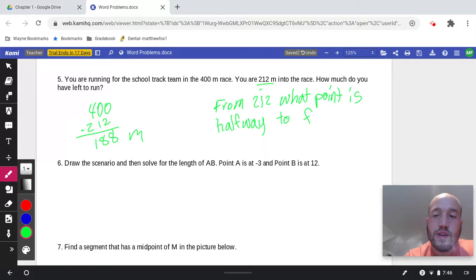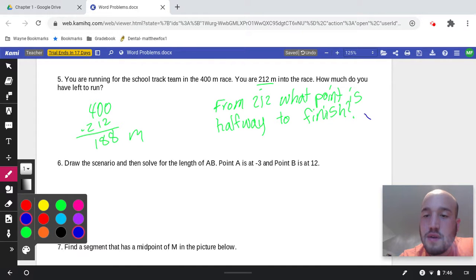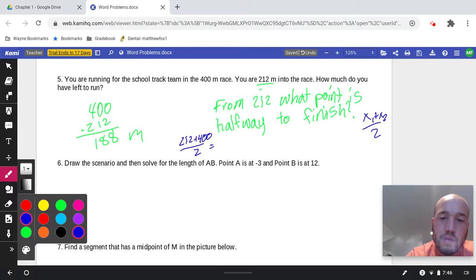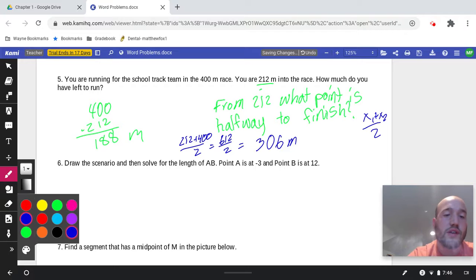In order to find this, we can use our midpoint formula again. Sorry, a little sloppy there. If we have x1 plus x2 divided by 2, then we'll take 212 plus 400 divided by 2. We'll get 612 divided by 2, and we'll get meter marker 306.